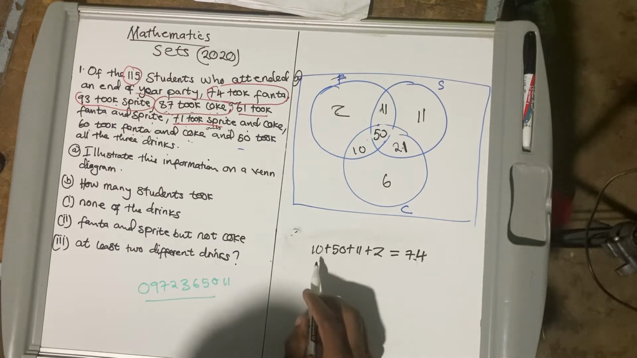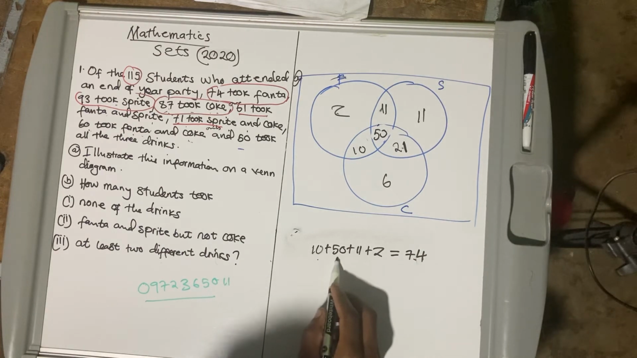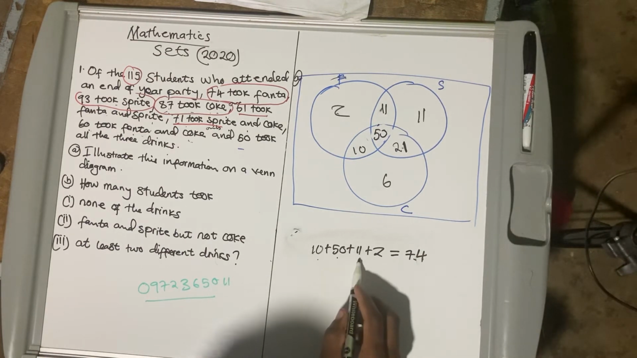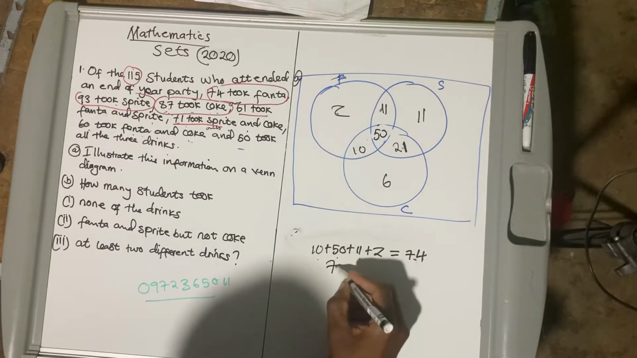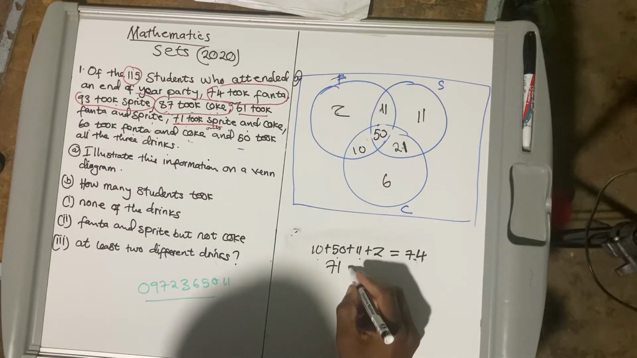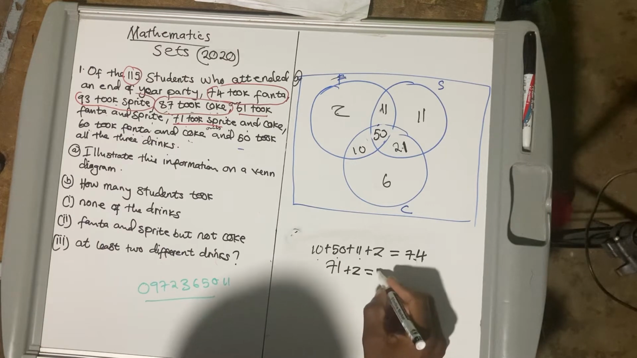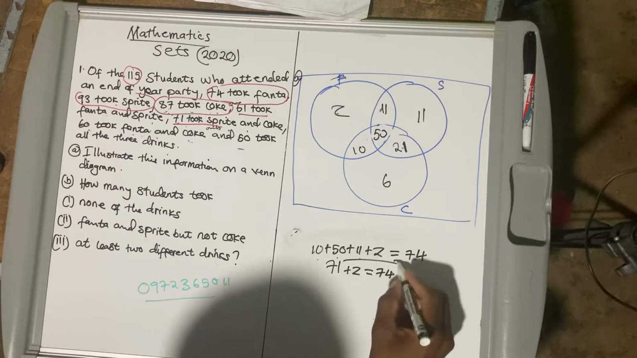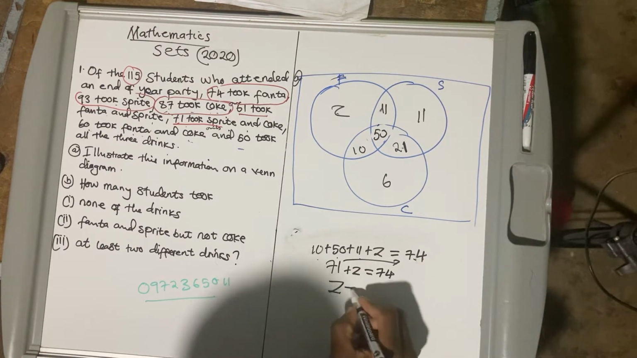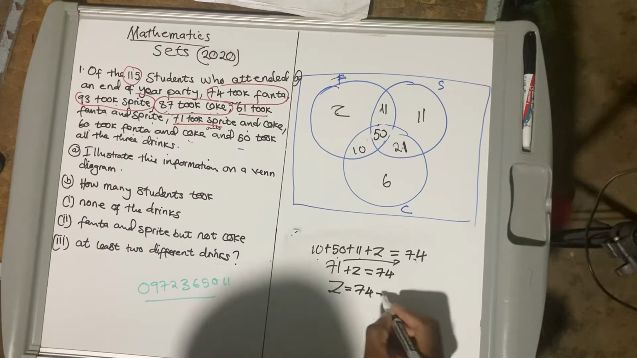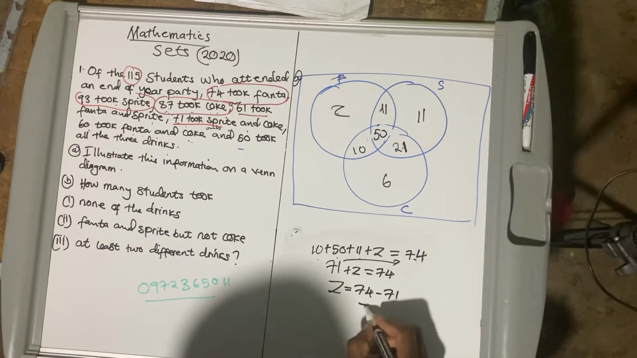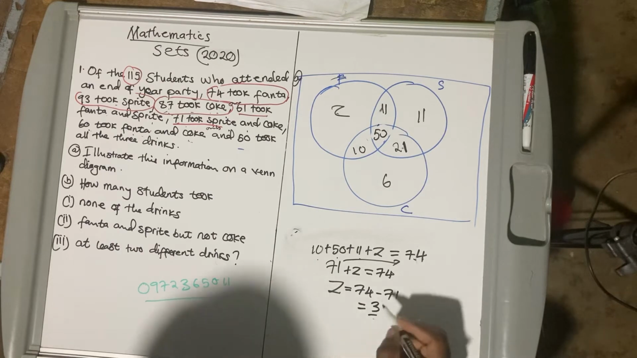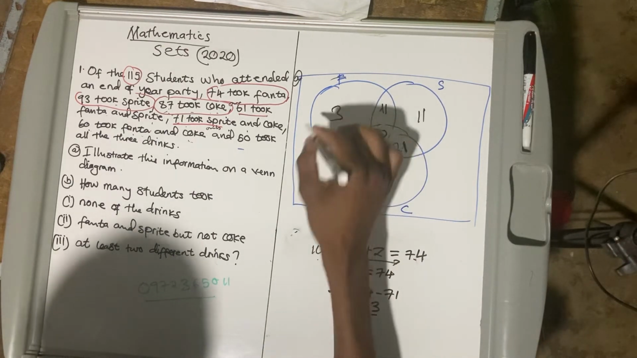Then you say 10 plus 50, giving us 60, 60 plus 11, giving us 71. So 71 plus z is equal to 74. This goes there. We have z is equal to 74 minus 71, which gives us 3. So here we have a 3.